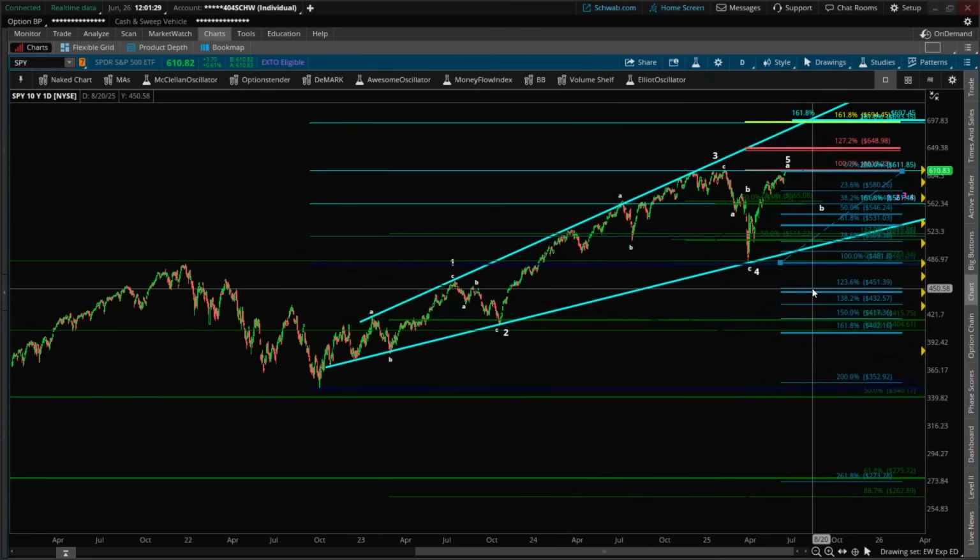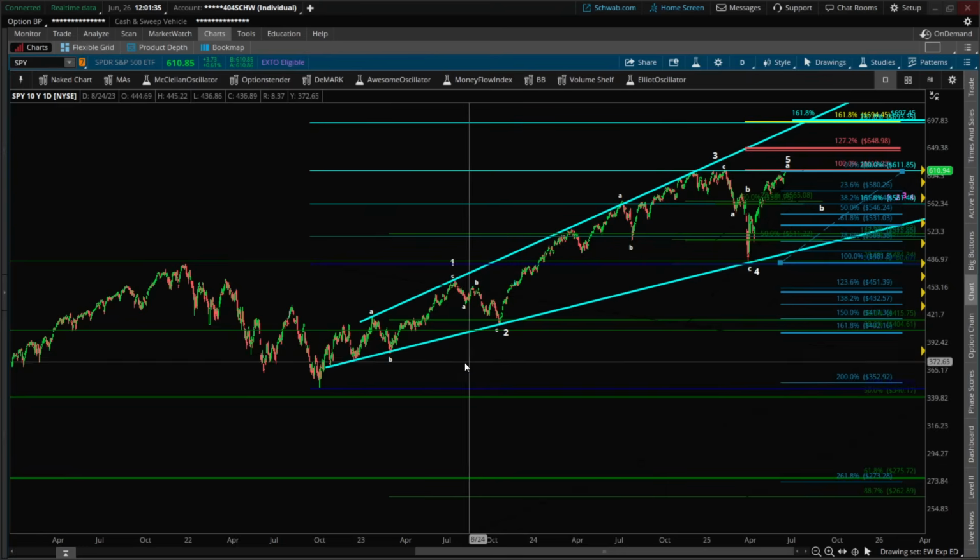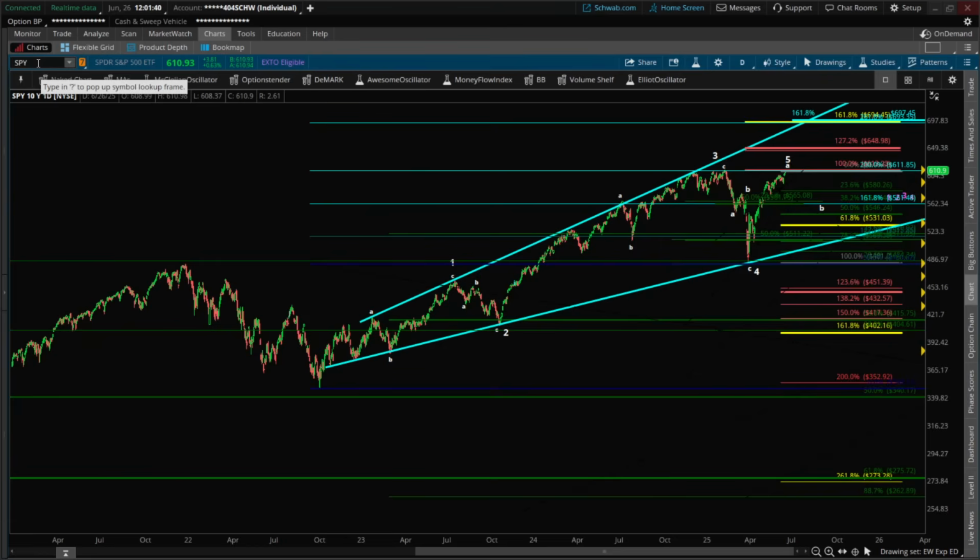Let's see here. We don't need this one. That's our retracement. Yes, we do. I'll clean that up later. Okay, so you have both scenarios there.